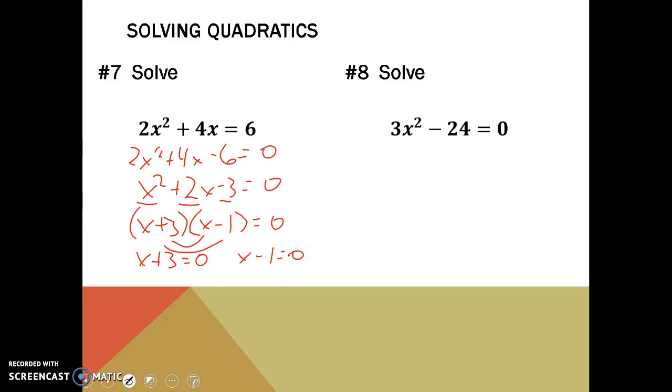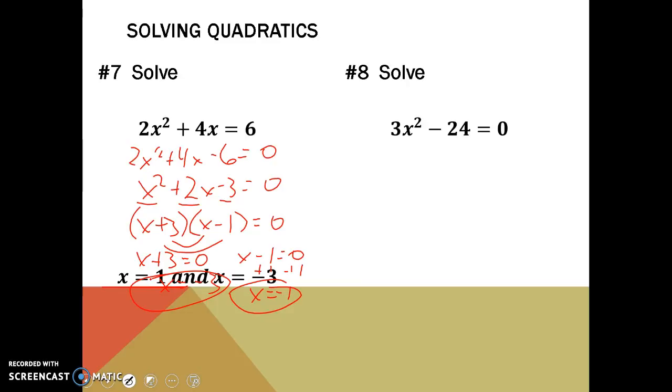And here I would subtract 3 from both sides and get x equals negative 3. Here I would add 1 to both sides and get x equals positive 1. And so my two solutions here are x equals -3 and x equals 1. Well, let's take a look at number 8.